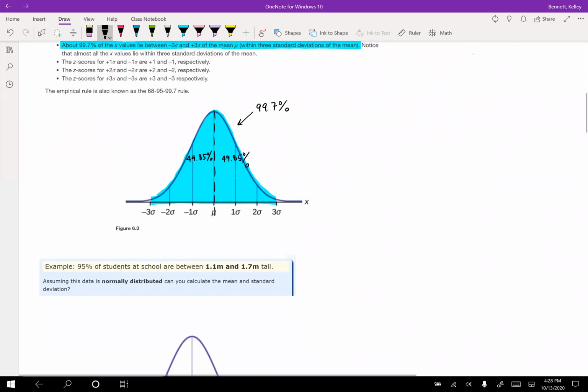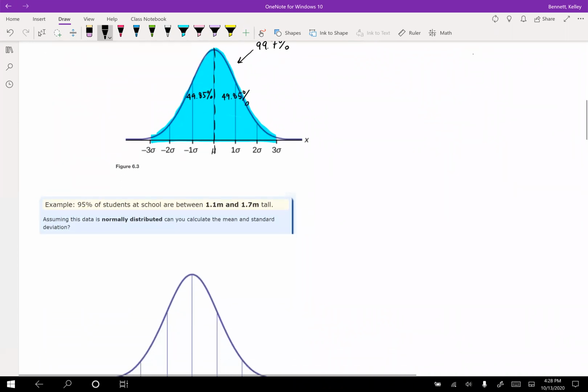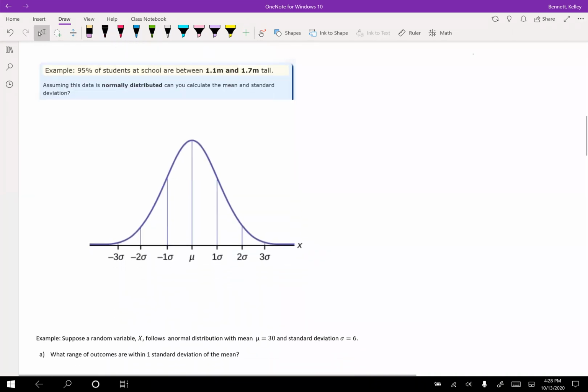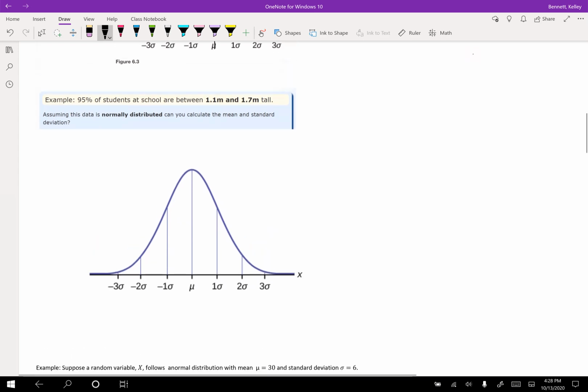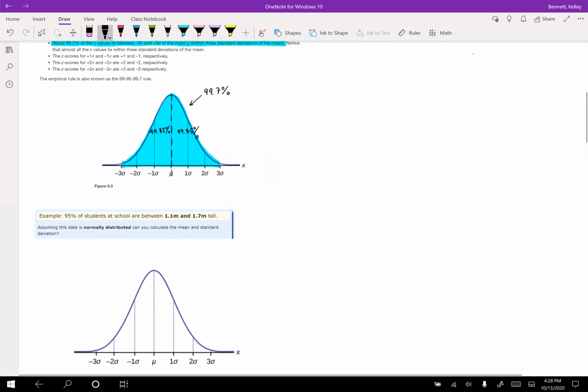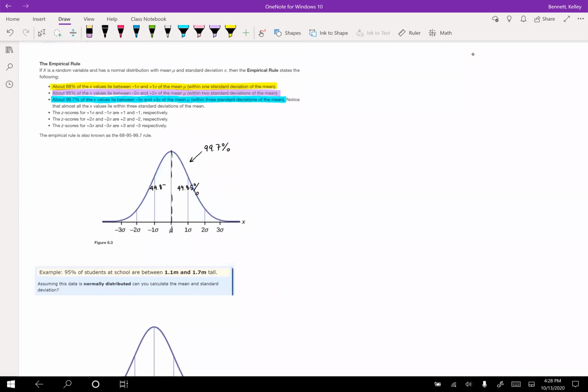So let's see if we can use this to solve a problem. In our example here, we have 95% of students at school between 1.1 meters and 1.7 meters tall. Remember, let's go back up a little bit and look at our empirical rule, and shade this in one more time with purple. 95%, that's the 2 standard deviation. So that was here.